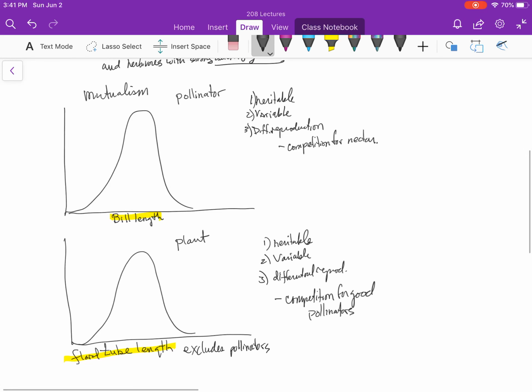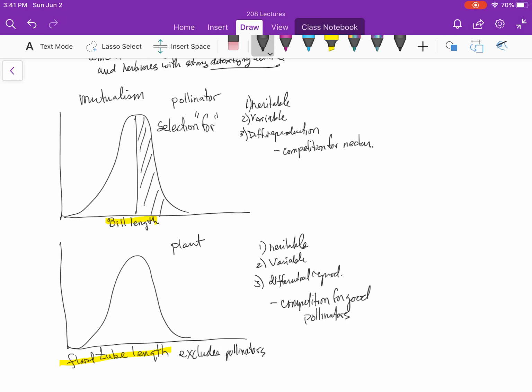The bill length, those then that have the longer bills are going to be, this time I'm coloring it the other way, this is going to be selection for these guys. And because they're going to be favored because they can reach any length of plant and even the short tubes. But the plants down here that are going to do the best, so these guys, we're going to have selection against. Let's do this. So in each generation, these guys are going to move this way, as longer bills are favored because they can get into longer tubes.